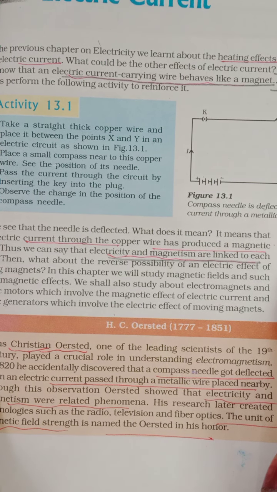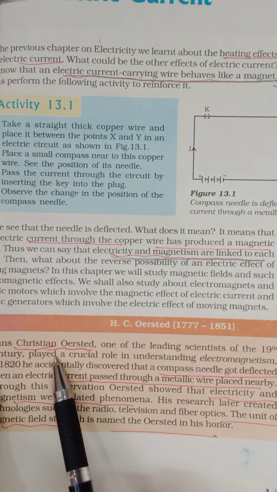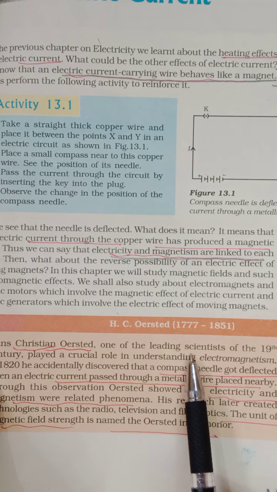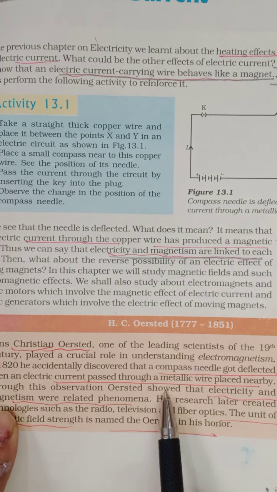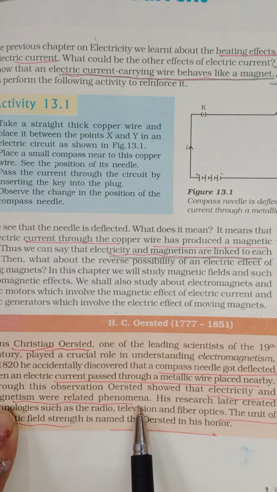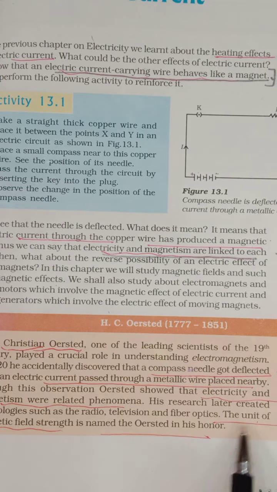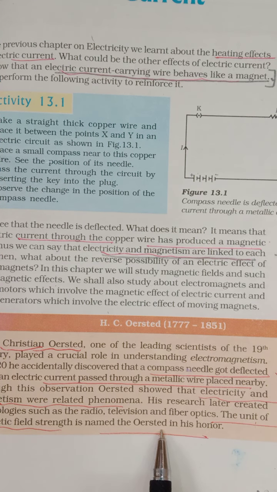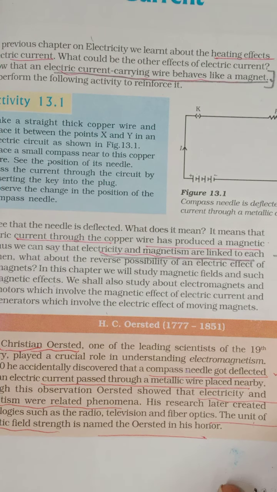And moreover, one more thing you should mark. See this paragraph. This is the box. Hans Christian Oersted. He was the leading scientist, and he was the one who showed that electricity and magnetism are related phenomena. And in honor of his name, the unit of magnetic strength was earlier given, that is Oersted. So all these things for 1 mark questions you should go through very well.